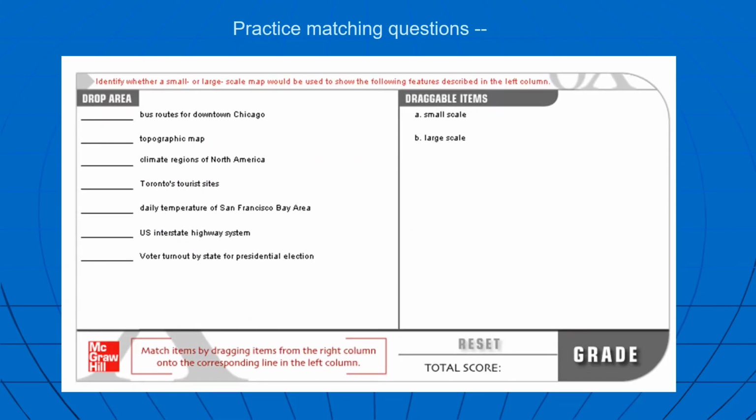These are some practice mapping questions about what's large scale and what's small scale. You can take a look at that.